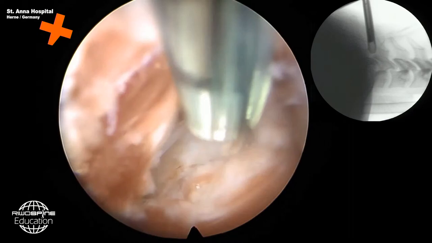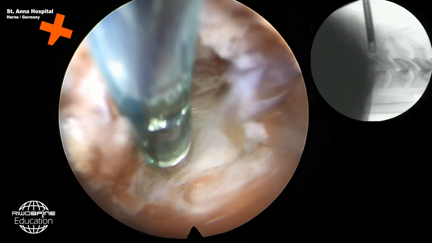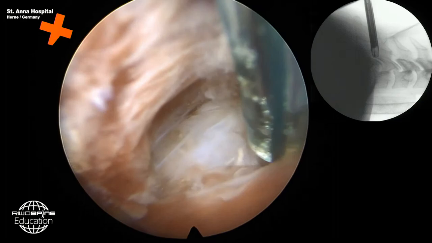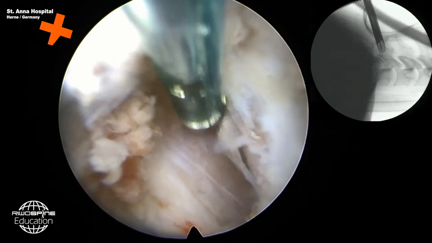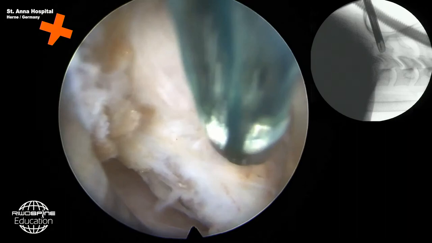So here I feel a bony structure in front of me. X-ray, please. So from the radiogram, it's a bone of the ascending facet. So we see that's the ascending facet, that's the descending part, and here we see the joint.